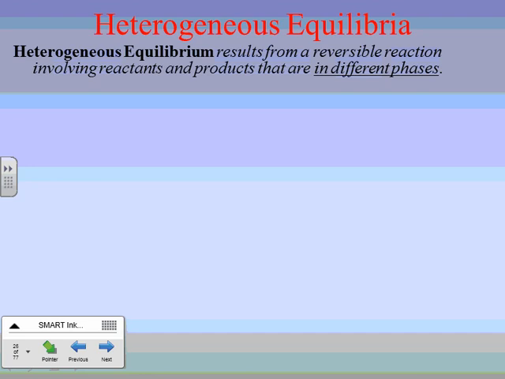Heterogeneous equilibria, we want to talk about how this happens. Heterogeneous, do we remember what that means exactly, versus homogeneous? It's a solution where you can actually see the parts. It's very obvious that it's a mixture. So heterogeneous equilibria is one where some of the reactants and products are in different phases. Some might be solid, some liquid, some gases.